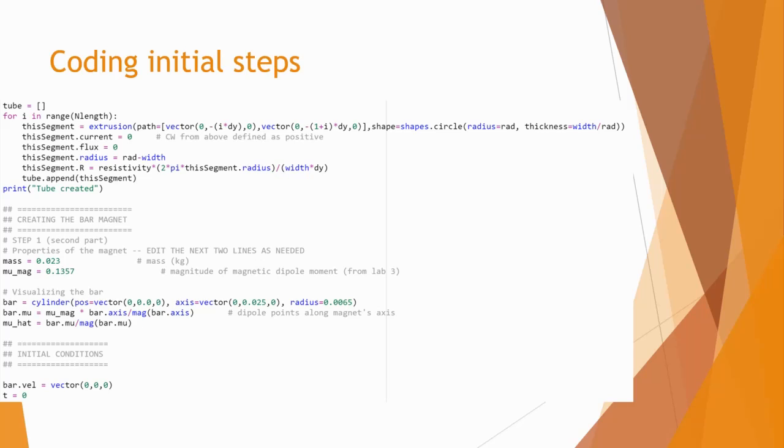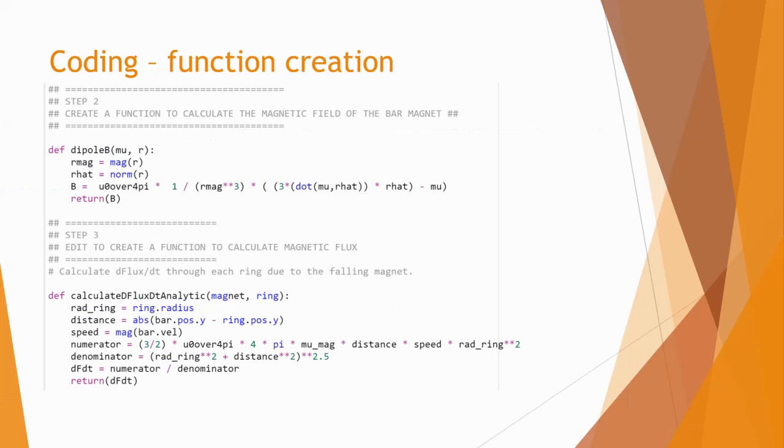Before iterating, however, we had to make the functions. The first function was used to find the B field from the dipole, which we got from the magnetic field equation of a dipole. And then we used the flux equation that was provided to us and derived by using Faraday's law.